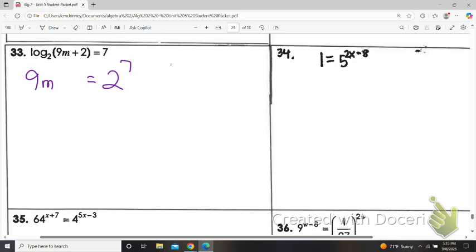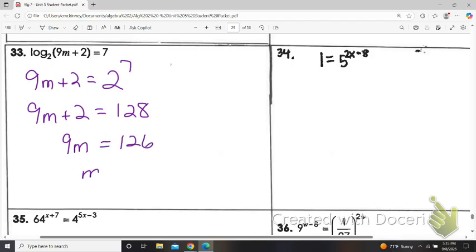You could put your argument, your 9m plus 2, on either side. Remember, that's not 2 times 7. It is 2 to the 7th power, which I believe is 128. And then we can subtract 2 and divide by 9. And that certainly would make a positive number for the argument. So we're okay. All right, so that's the log equations that we skipped over when you worked on the study guide before your last quiz.